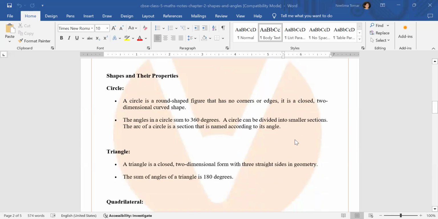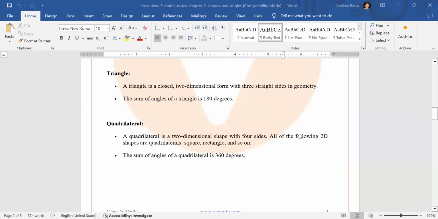Now let's learn about the circle. A circle is a round-shaped figure that has no corners or edges. It is a closed, two-dimensional curve shape. The angles in a circle sum to 360 degrees. So a complete angle means it is forming a circle. A circle can be divided into small sections. The arc of a circle is a section that is named according to its angle.